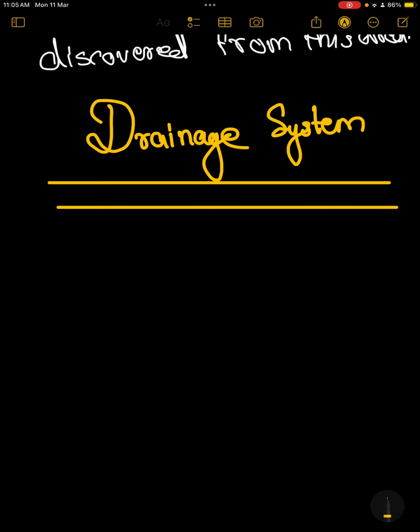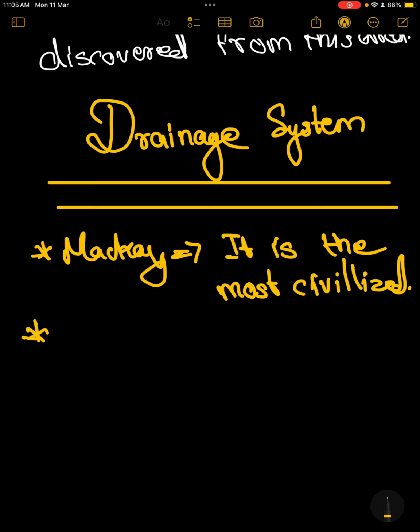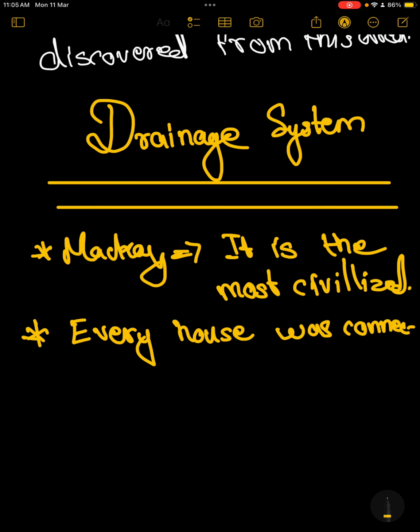So firstly, according to Mackay, he said that it is the most civilized. He noted that it is certainly the most complete ancient system as yet discovered. It is the most civilized, in short. Secondly, every house was connected to city drains or street drains, I can say.